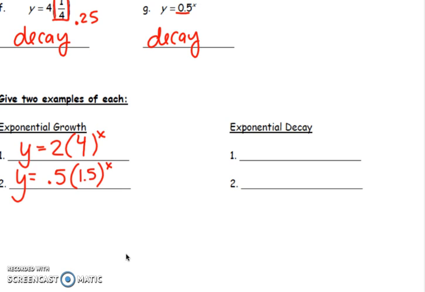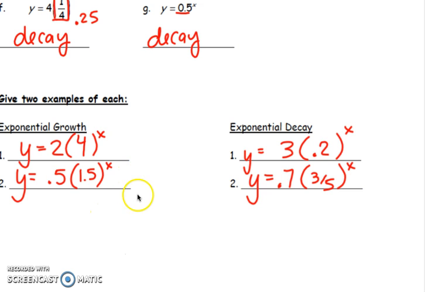For exponential decay, again, you do not care about the number in front, so it could be 3. I just need to make sure the number in parentheses is smaller than 1. So I could say 0.2 and raise it to the x. For another example, I can make the starting point 0.7 because that's okay, and then we could do maybe 3/5 in the calculator because that's smaller than 1. Okay? So those are how you tell whether something is exponential growth or exponential decay.